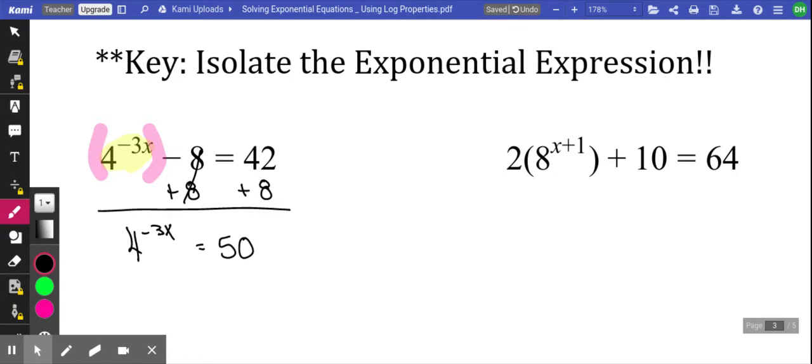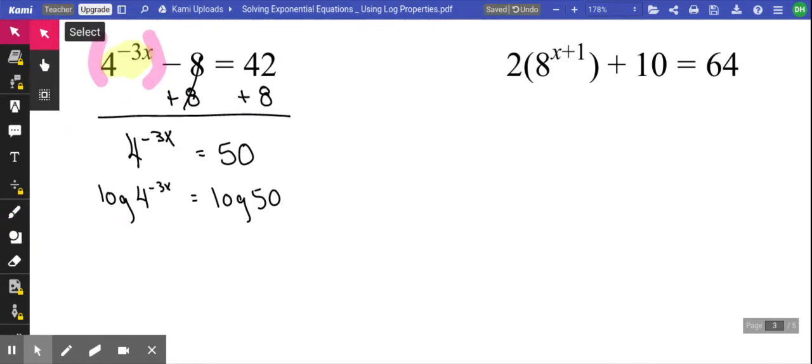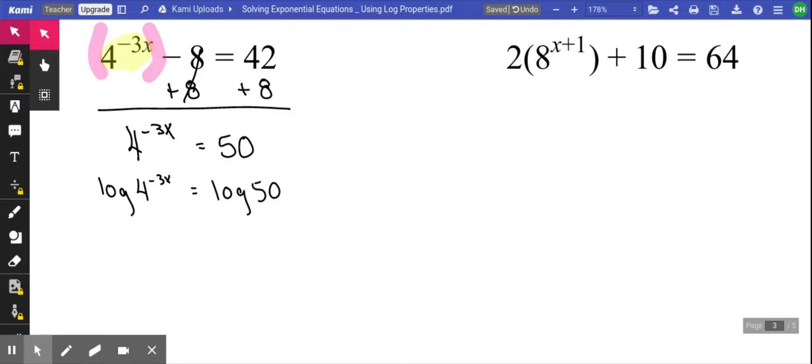At this point, we have successfully isolated that exponential expression, and we'll do what we did in the last 2 examples where we'll just take the log of both sides. And again, we do have the freedom to take the log of any base of both sides. And we have just chosen to use base 10 in all of these. It's kind of our default setting. And the nice thing about it is there's a button on that left-hand side of my calculator that is tailor-made for log base 10. Okay, so we're going to transform that exponent into the coefficient. So we've got negative 3x multiplied by the log of 4 equals the log of 50.